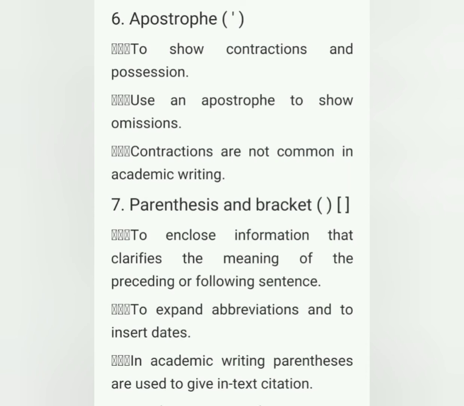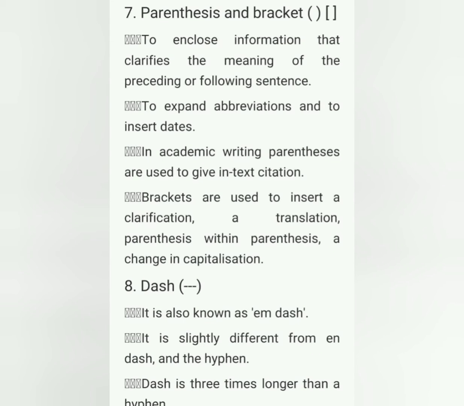The seventh one is the parenthesis and the bracket, used to enclose information that clarifies the meaning of the preceding or following sentence, to expand abbreviations, and to insert data. In academic writing, parentheses are used to give in-text citations, and brackets are used to insert a clarification, a translation, parentheses within parentheses, or a change in capitalization. Parentheses are used to set off non-essential information in a sentence, and also to explain something.